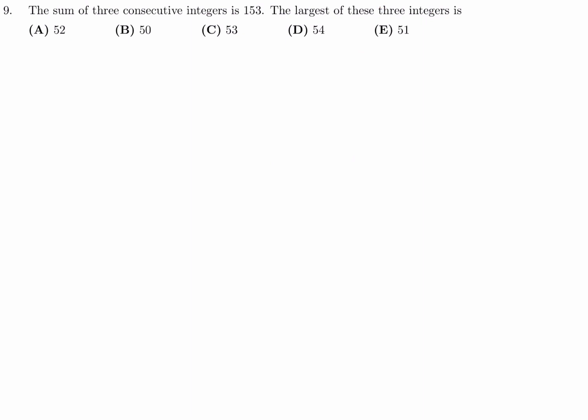The sum of three consecutive integers is 153. The largest of these three integers is... So we have x plus x plus 1 plus x plus 2 is equal to 153. So that means 3x plus 3 is equal to 153.